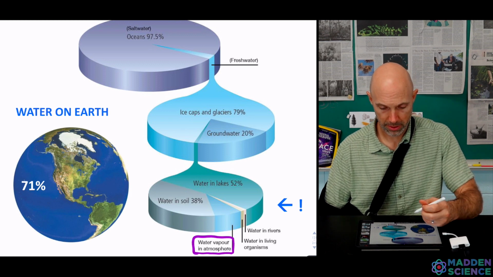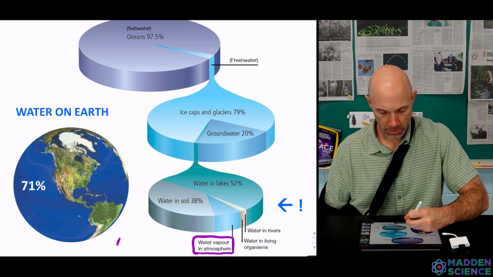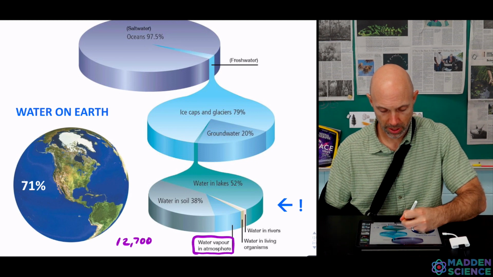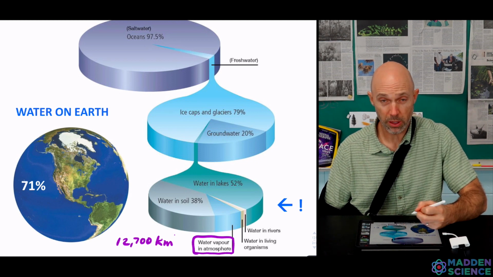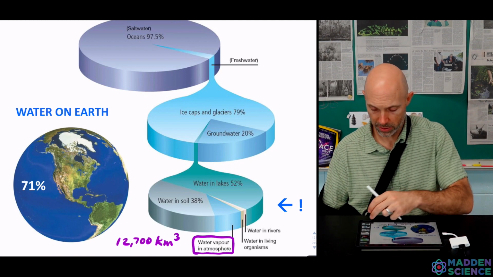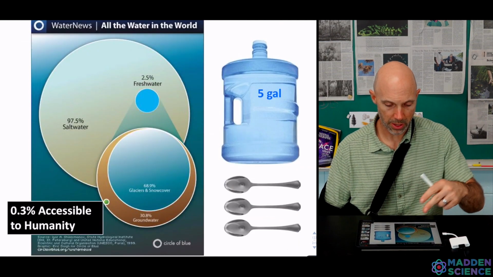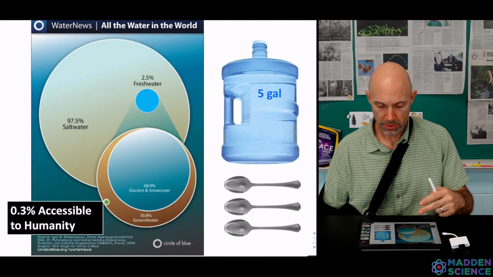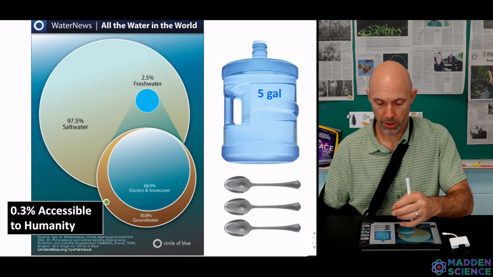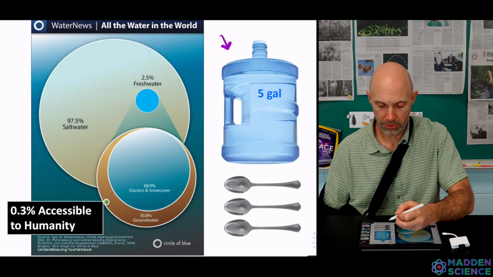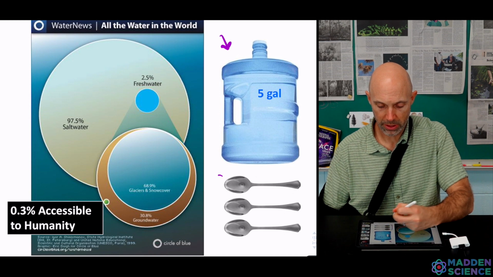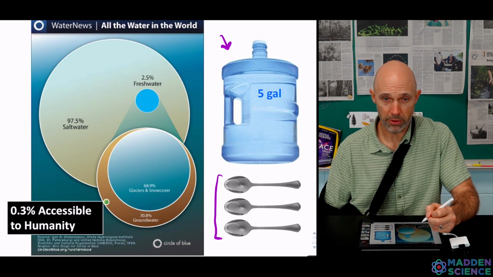I think it's 12,700 kilometers cubed. We'll come back to see what that means. Again, just another way of viewing that. So if all of the Earth's water were in a 5-gallon jug, you'd have only 3 tablespoons of fresh water.